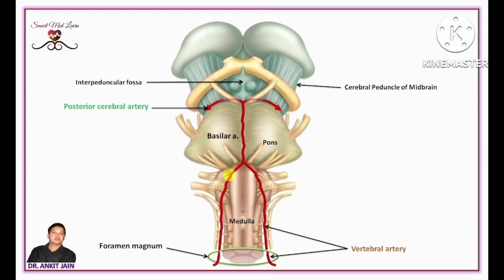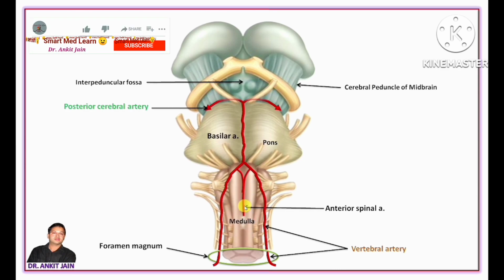Before moving forward, let's discuss the branches of the cranial part of the vertebral artery. Spinal branches arise from each vertebral artery at the upper part of the medulla. These spinal branches join with each other to form a single anterior spinal artery, which runs downward along the anterior median longitudinal fissure of the spinal cord. The anterior spinal artery supplies the central part of the medulla and the anterior two-thirds of the spinal cord.